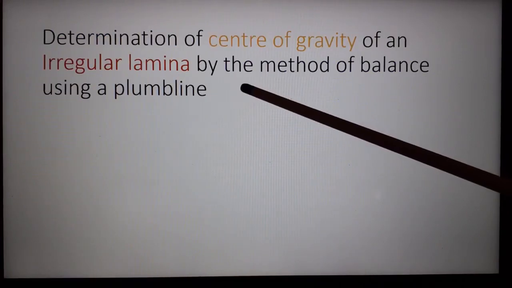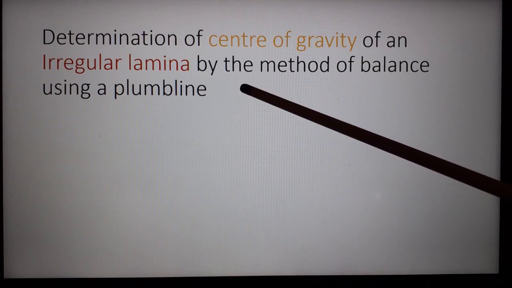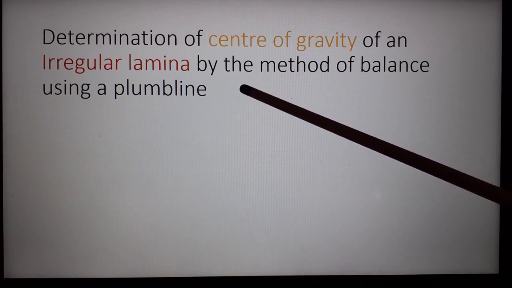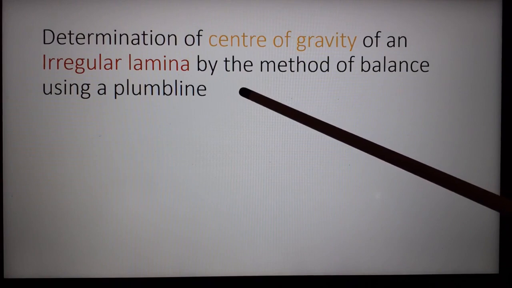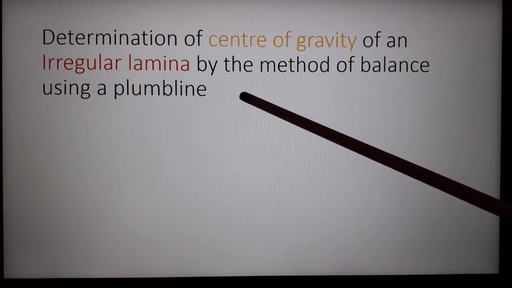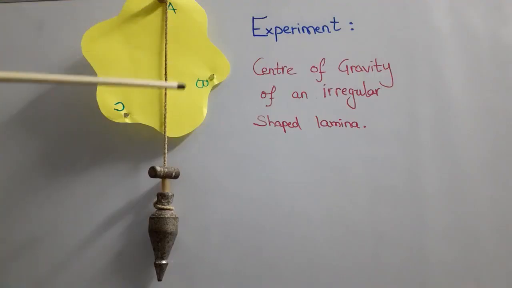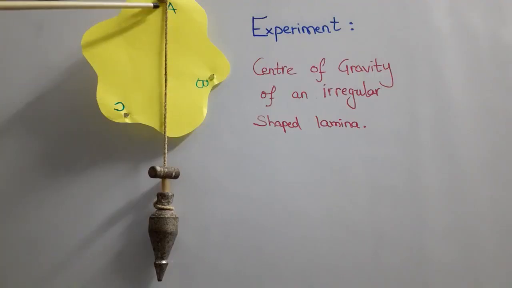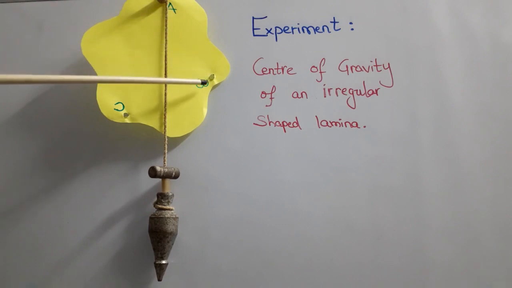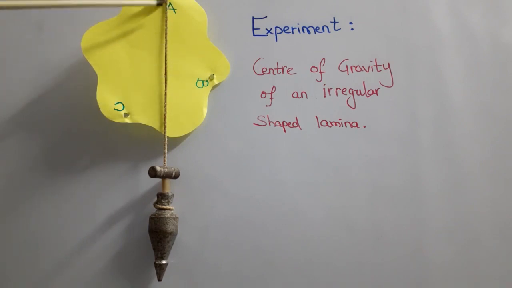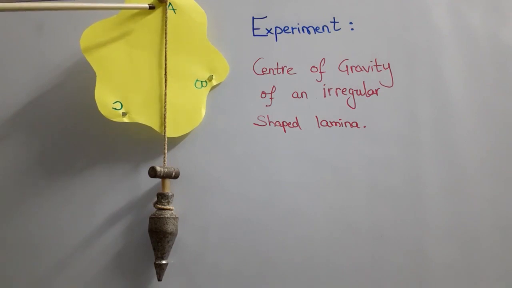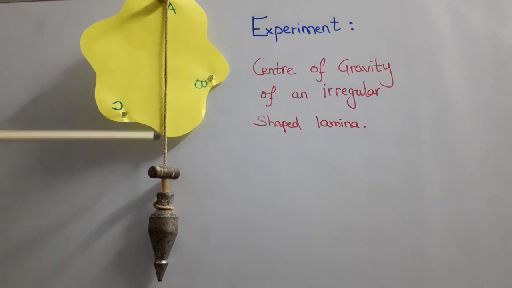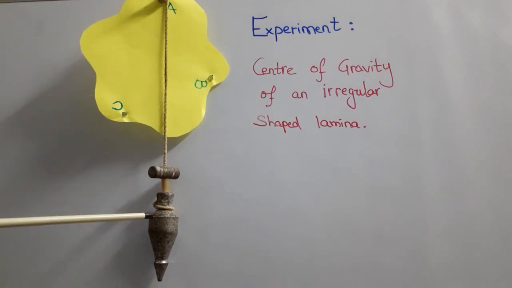Till now we have discussed only regular shaped objects, but there are so many irregular shaped objects we come across. So how to determine their center of gravity? Let's perform a small experiment. It's an irregular shaped surface. Now I have made three holes, A, B and C. Now I have suspended this lamina from hole A. Along with this lamina, I have suspended a plumb line.